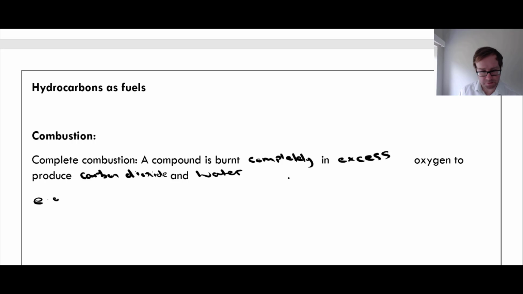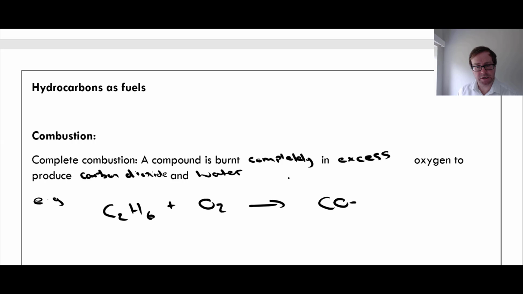So say I have this, which is ethane. I'm going to react it with oxygen. What am I going to produce? Well, I'm going to produce carbon dioxide and water. So the thing that you'll have to do is probably balance this, yeah?